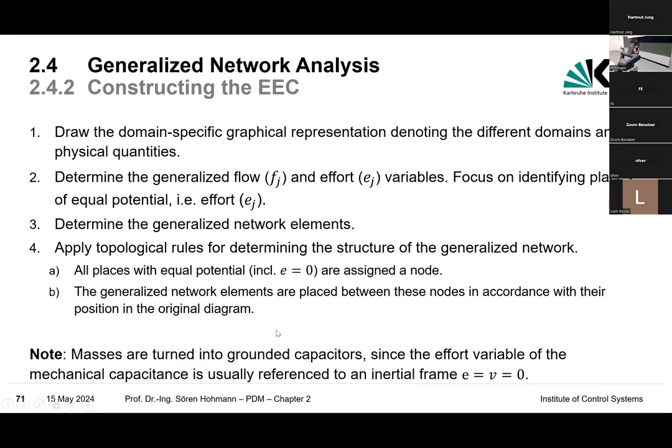Some important note or remark: masses, so mechanical masses, are usually connected to ground. Why? Because if you remember, a mass, a movable mass, so kinetic energy, means they can be represented by a capacitor, right? A capacitor has intuitively two wires. The mass is one point mass, for example. Where's the second point? Where's the second wire?